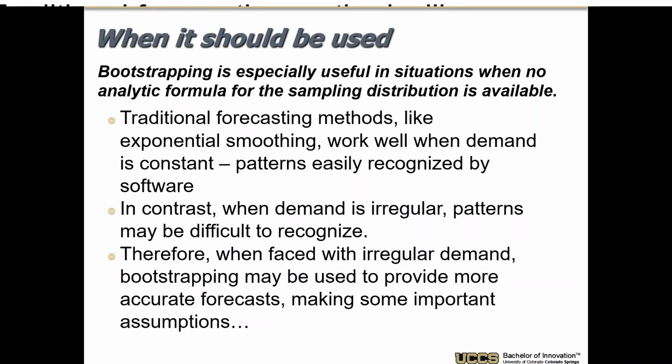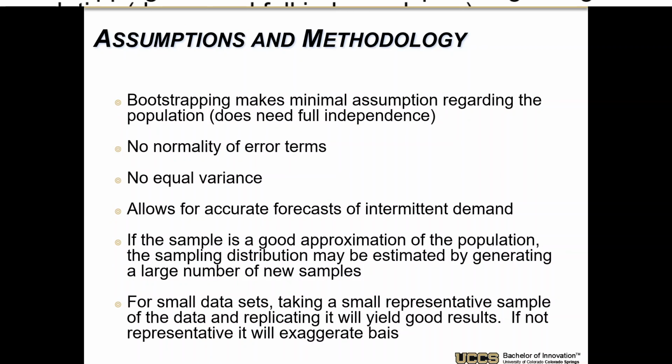So bootstrapping is useful when there's no analytic formula for sampling the original distribution. Traditional forecasting methods like exponential smoothing or whatever really won't work in these situations. In contrast, when the patterns are regular, they may be difficult to recognize. We want to just do this bootstrap sampling, and it can help us with making our sampling assumptions better. So it makes very minimal assumptions regarding the population. It does need that the samples are independent, but after that, I thought it just requires reorderable, but maybe it doesn't for independence. We don't assume normality. We don't assume there's equal variance. It allows for accurate forecasts of intermediate demand.